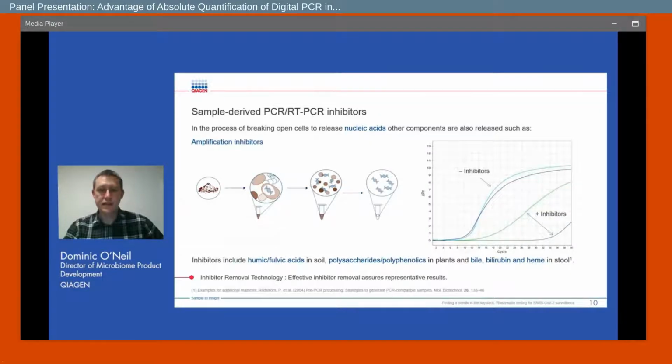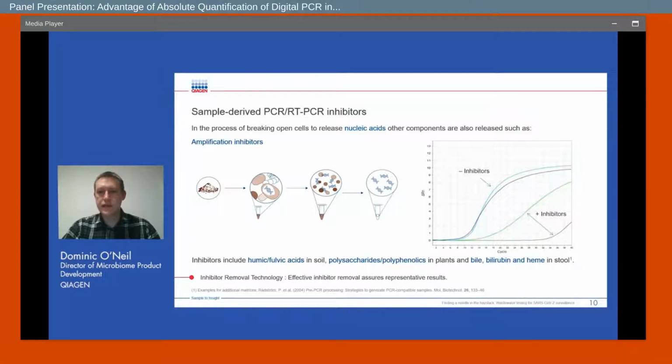And so that, of course, is very important. The inhibitors that are being talked about here are small chemicals that are released at the same time that you break open cells or when you disrupt your biological sample. These could be, for example, humic and fulvic acids coming from soil, polysaccharides and polyphenolics in plants, bile, bilirubin, and heme in stool, as well as others. And these are potent inhibitors of downstream PCR assays.